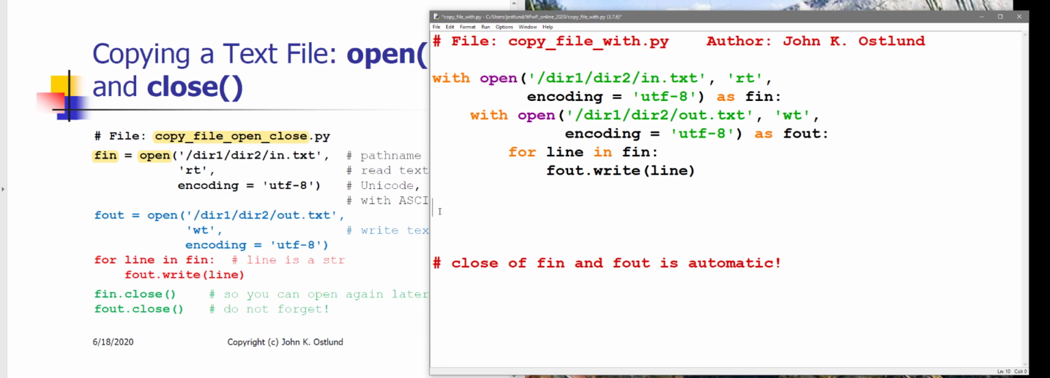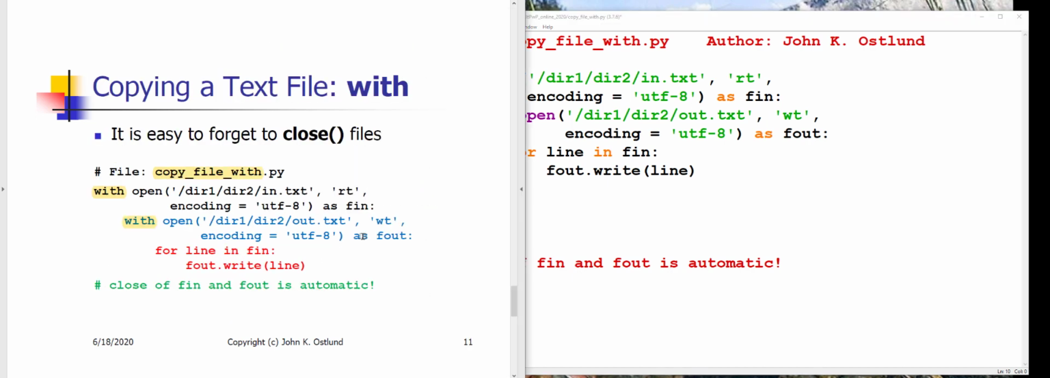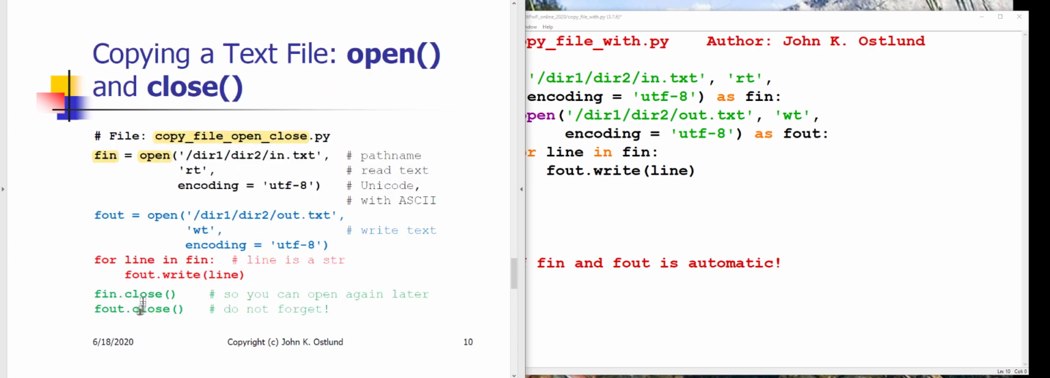This is a lot safer than remembering to type the fin.close and fout.close yourself. My rule, this is one of Ostland's laws, is that it's about 4 times as hard to remember to do 2 things correctly as it is to remember to just do 1 thing correctly. So you eliminate a lot of bugs by using with rather than not using the with and requiring yourself to remember to use the close functions.